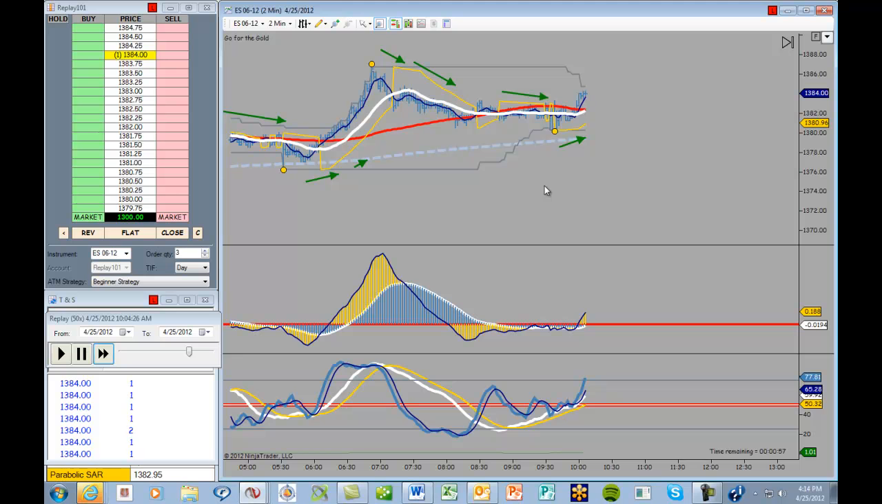Okay, and there we go. Now we're hitting the upper Donchian channel again, but notice that our white moving average is very solidly above the red, so we could be on a nice upward trend here now. We can't assume that that is the high. There could be a higher high waiting for us.